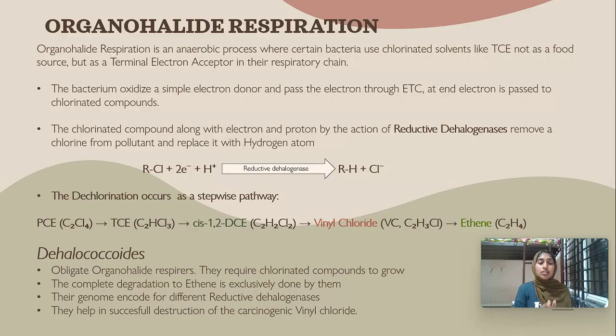Next is Dehalococcoides. Dehalococcoides are obligate organohalide respirers which require chlorinated compounds to grow. They have several reductive dehalogenase enzymes encoded in their genome so that the complete degradation of organohalides into ethene can be attained by them. These are very helpful in successful destruction of carcinogenic vinyl chloride from the environment.